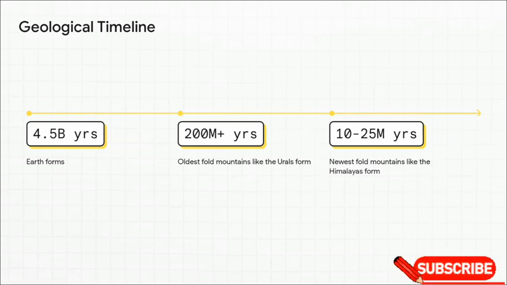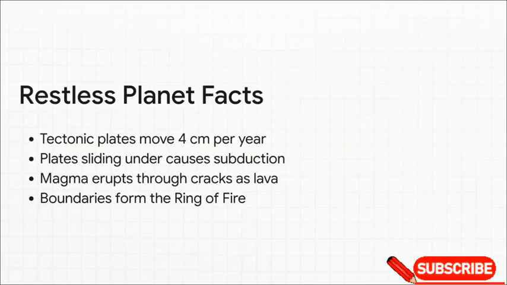Look at the Urals in Russia, for example. Those are some of our oldest fold mountains, forming over 200 million years ago. But then compare that to the Himalayas. Those are the absolute newest fold mountains, formed a mere 10 to 25 million years ago. Honestly, geologically speaking, that is practically yesterday. So you might be wondering, how do these massive mountains actually form?